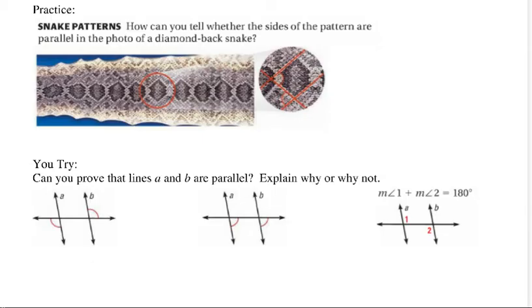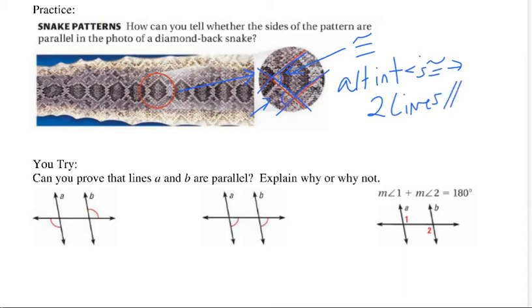In this question with the snake patterns, you can see that this is just a blown up image of it. In the picture, there are two congruent angles that are formed by these different lines, the different sides of the shape of the diamond. The way that we can tell that the two sides are parallel is because if you look at the angles that are congruent, those are alternate interior angles, and if we know that alternate interior angles are congruent, then that tells us that we have two lines that are parallel.